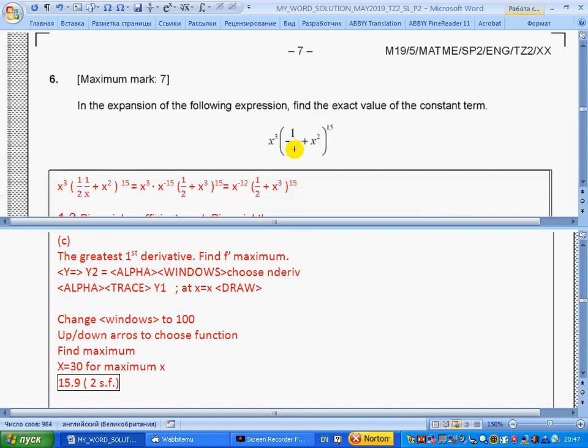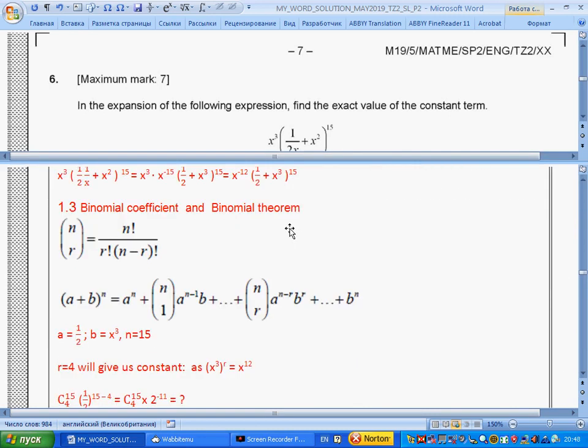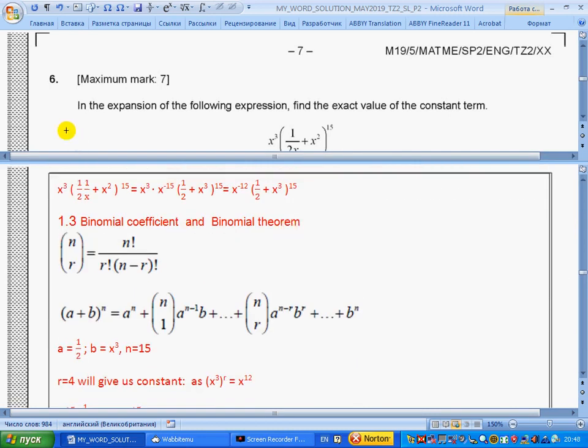Question 6. In the expansion of the following expression, find the exact value of the constant term. So this expression we should rewrite. So we rewrite it this way. So first we take out 1 over x to the 15th power. As a result, we get this expression and this expression.